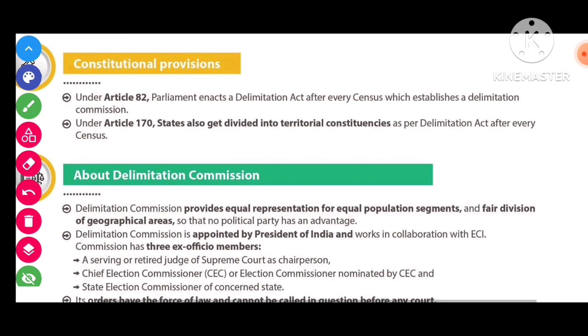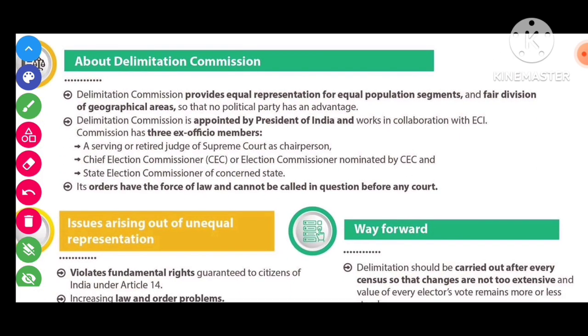Okay, constitutional provisions: under Article 82, Parliament enacts a delimitation act after every census, which establishes a delimitation commission, and under Article 170 for states. Okay, and the delimitation commission provides equal representation for equal population segments and fair division of geographical areas, and it is appointed by the President of India and works in collaboration with the Election Commission of India.